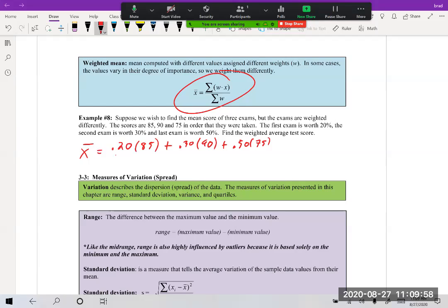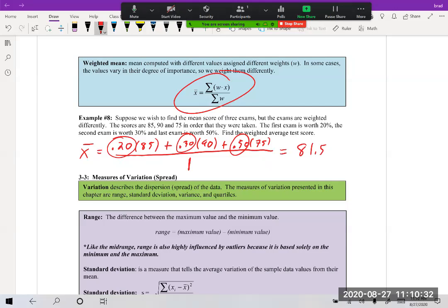Now the weird part is I'm going to divide this by 1, because 0.20 plus 0.30 plus 0.50, if you add all those up, that's 1. If you did it the other way and instead of saying 20%, you just left it as 20, you would do 20 times 85, 30 times 90, 50 times 75, but then you would have to divide by 100. So when we do this, we get 81.5. So your score in the class is an 81.5 based on these 3 tests.